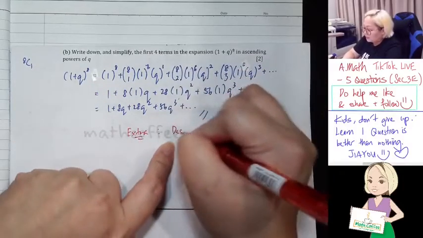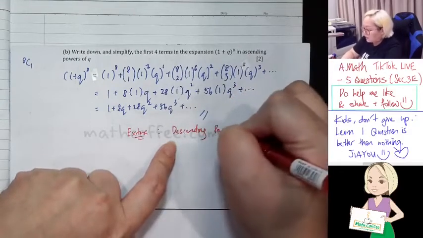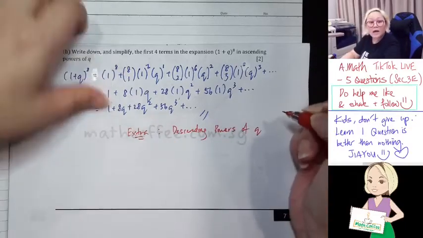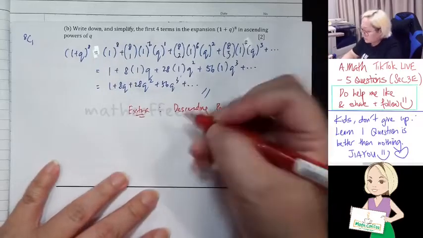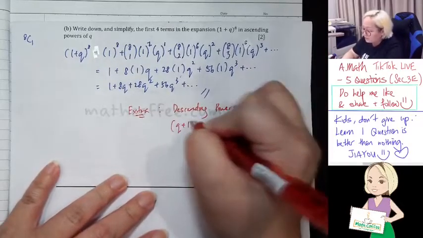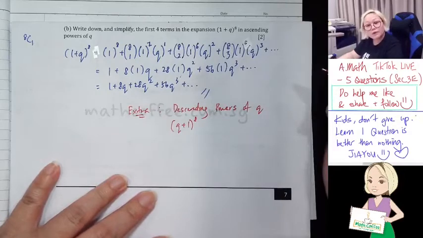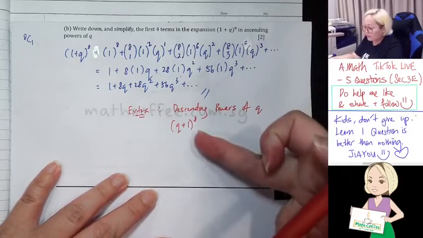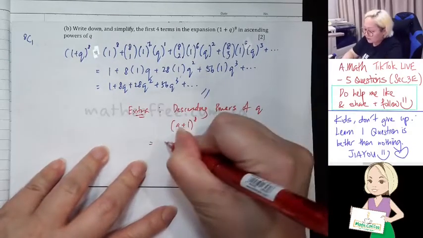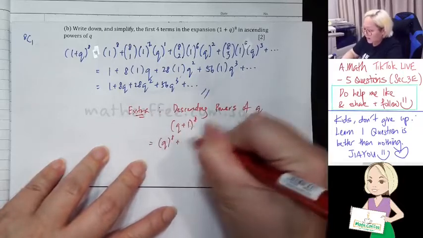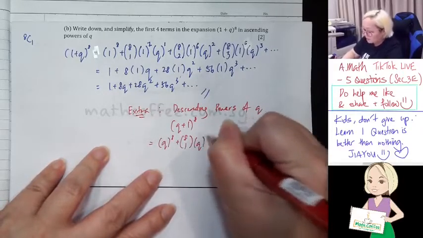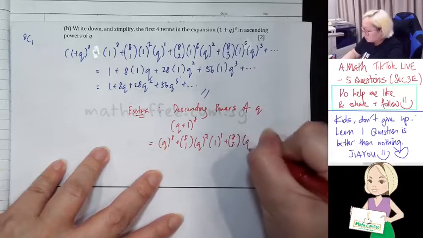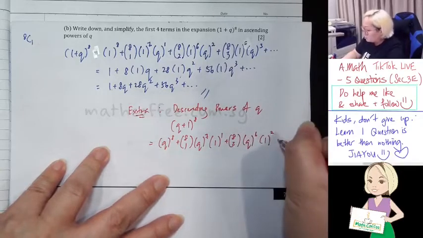If I want descending power, all I need to do is just swap my A and B. Correct or not? So I just write Q plus 1 to the power of 8. Remember, my A is reducing power, my B is increasing power. So when I apply this, I will naturally get Q to the power of 8 plus 8C1, Q to the power of 7, 1 to the power of 1, plus 8C2, Q to the power of 6, 1 to the power of 2, plus dot dot dot.